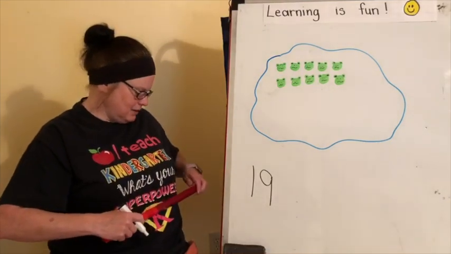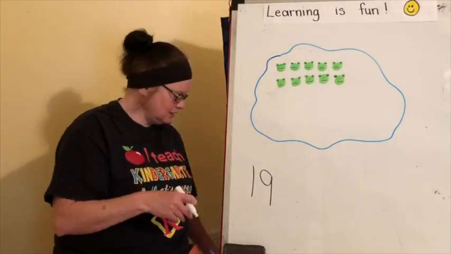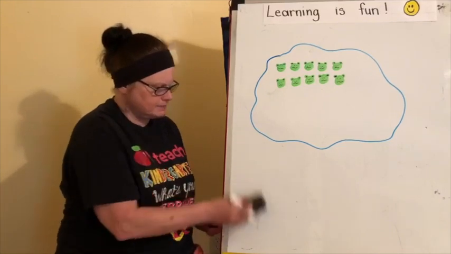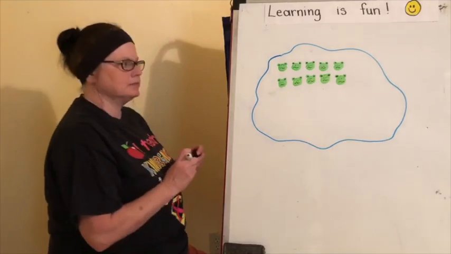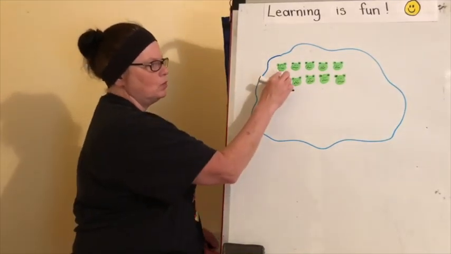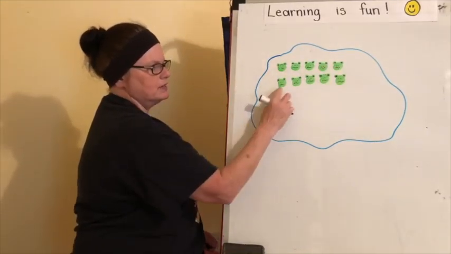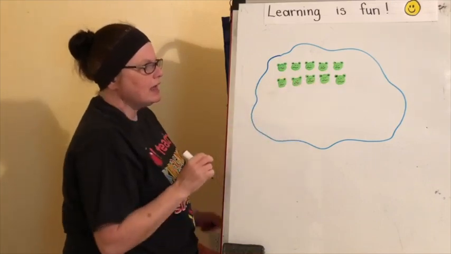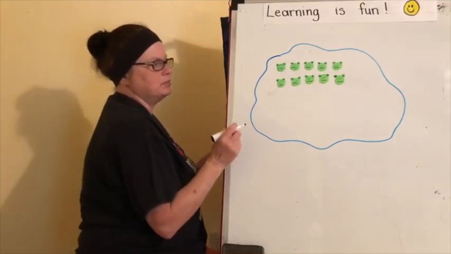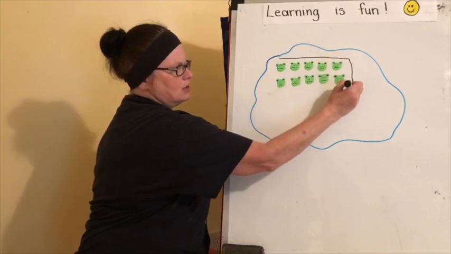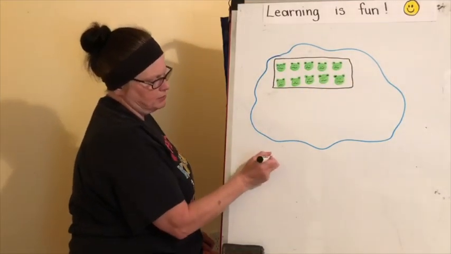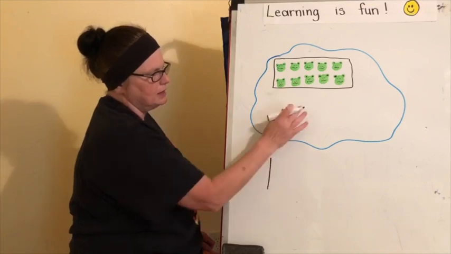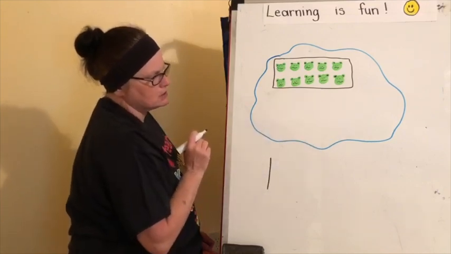All right, on my board, you see a pond. And in the pond, there's some frogs. Go ahead and count and tell me how many frogs I have in the pond. 1, 2, 3, 4, 5, 6, 7, 8, 9, 10. And I put them like a 10 frame so they would be easier to tell that this is a group of 10. All right, so I'm going to have my group of 10, and then I'm going to add some more frogs to the pond.